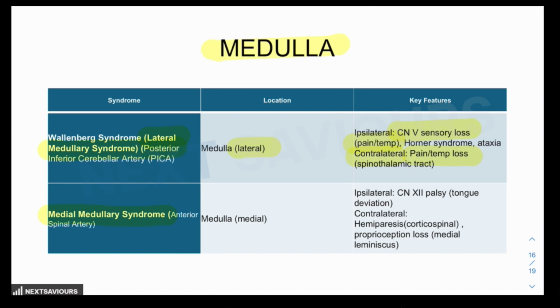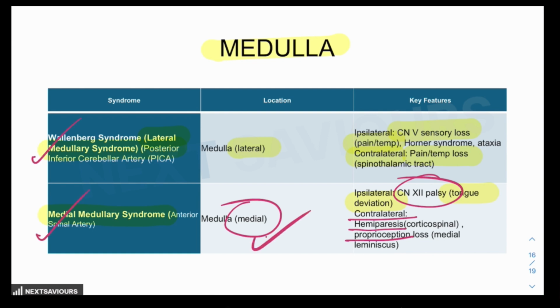On the other hand, the medial medullary syndrome is identified by the tongue deviation, which is ipsilateral because of the cranial nerve 12th palsy, and contralaterally there is going to be hemiparesis because of the involvement of the corticospinal tract, which is lying medially, and the proprioception loss, which is because of the involvement of the medial lemniscus, which is also lying medially. So hopefully you have understood the differences of the two syndromes.